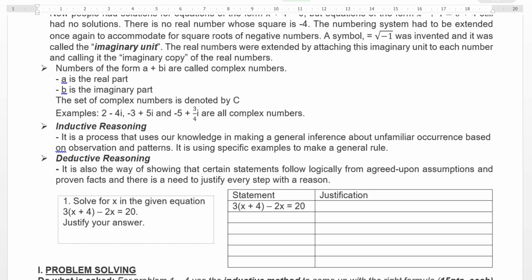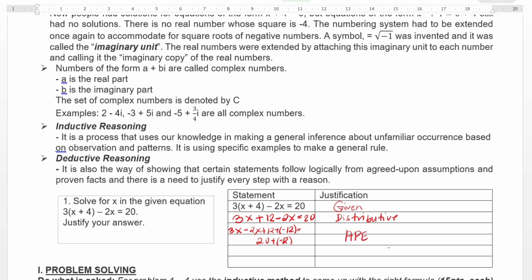Solve for x in the given equation 3 times x plus 4 minus 2x equals 20. Justify your answer. First, given. Then 3 times x plus 3 times 4 is 12. Then bring down all the given. Distributive property. After that, 3x minus 2x plus 12 plus negative 12 equals 20 plus negative 12.